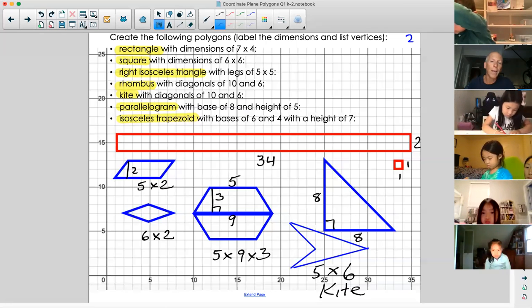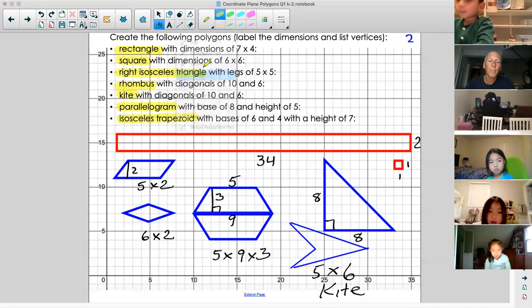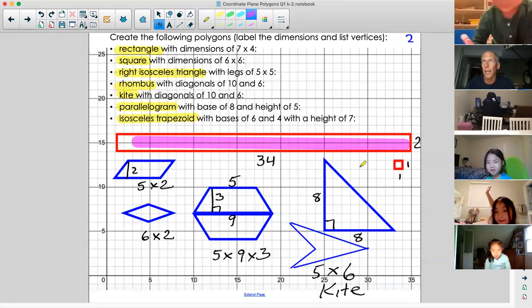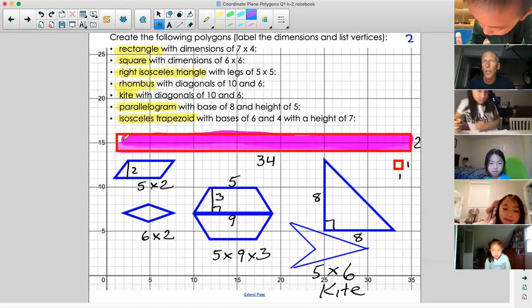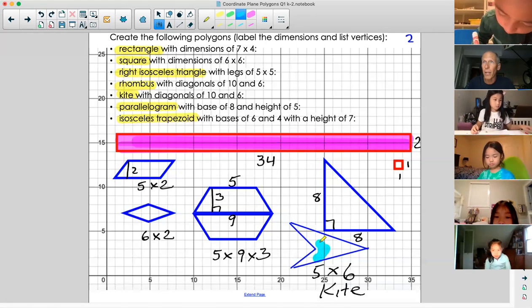Oh, and by the way, if you know Mr. Kramer, you know that I have to do what with these polygons? Who knows what I have to do? Come on. Who knows what I have to do with the polygons? Color them in. I am compelled to color them in. And I hope you guys do the same thing. I like to color them with different colors.